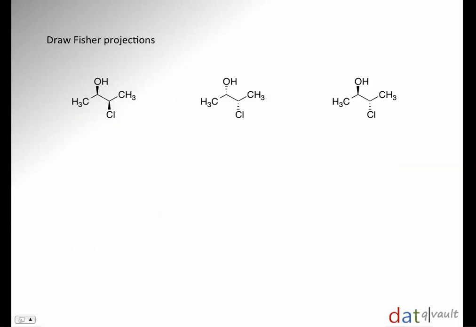So let's move on to something a little more complicated, trying to draw Fischer projections of molecules with more than one stereocenter. Here I have 3 molecules. These are all stereoisomers of one another. Why don't you try to draw the 3 different Fischer projections of these molecules. Pause the video and then we'll come back and go through this together.